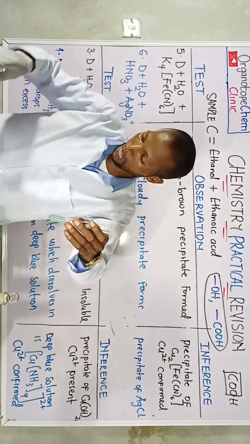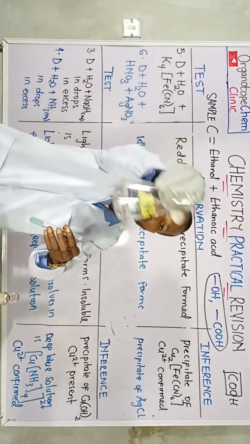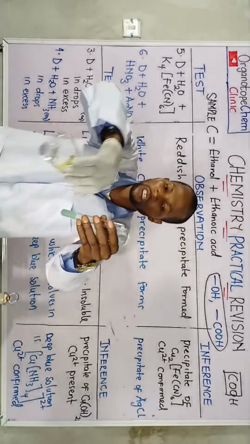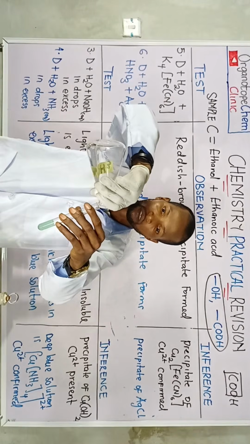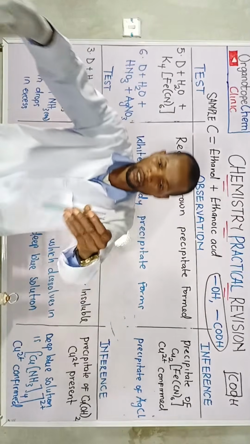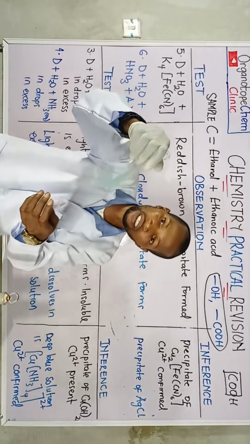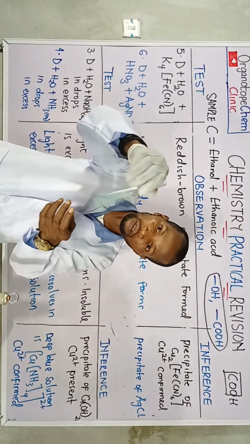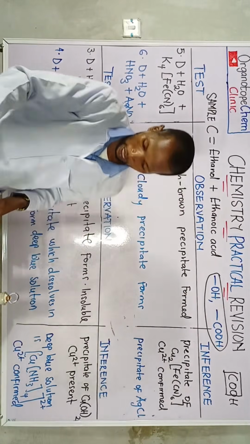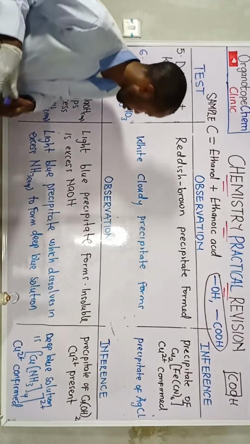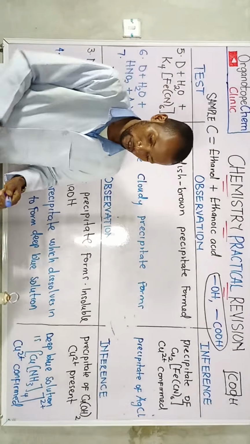Now, where is ammonia? Ammonia is to be added. Here's our ammonia, okay? So we add ammonia to this precipitate. So when ammonia is added, what happens? Now you see that the particles tend to dissolve, okay? We have precipitate dissolves.